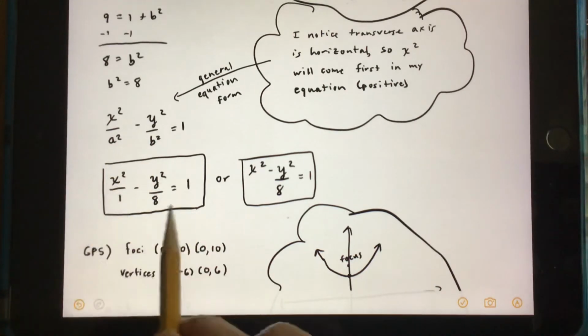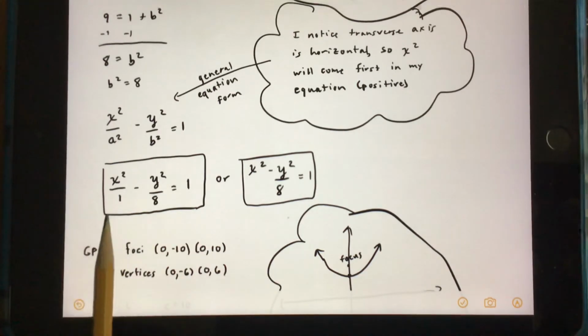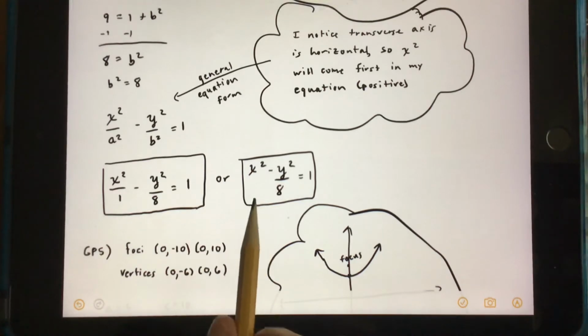Now, this is a perfectly acceptable form for the equation, but we really don't need that 1 in the denominator, so another quick way to write this would be x squared minus y squared over 8 equals 1.